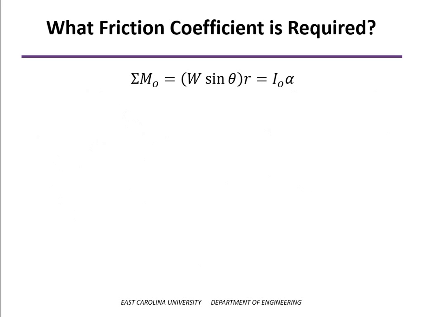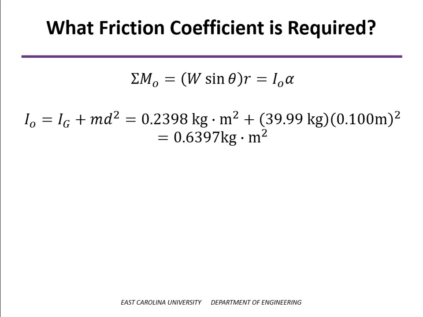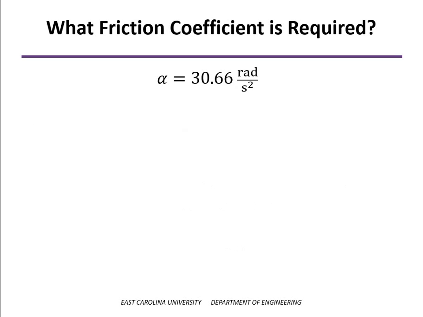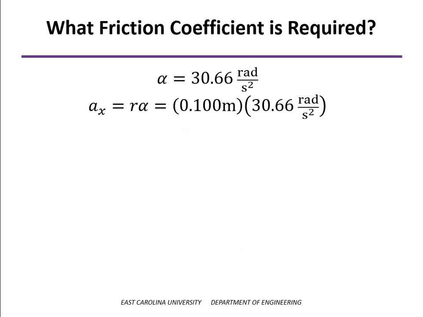And so we went through this last time. We put in all of our known values. We started out by finding the moment of inertia about an axis through point O. We used the parallel axis theorem for that. And then we put all our known values into the sum of the moments equation. So here we have the weight, which is the mass times g, times the sine of the 30-degree ramp angle, times the radius of 0.1 meter, and we set that equal to the moment of inertia we just calculated times alpha and solved for alpha. It's about 30.7 radians per second squared. And to find the acceleration of the center of mass, we simply multiply that by the radius and come up with a little over 3 meters per second squared.